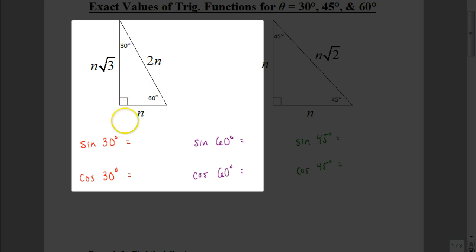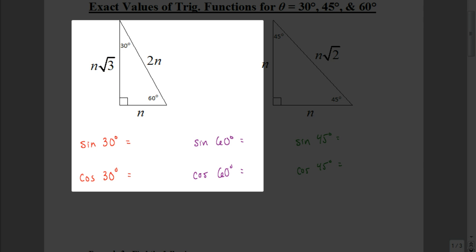Now the relationship between the sides is that the short leg is always going to be just a simple value of n. And the hypotenuse for a 30, 60, 90 triangle is always going to be twice that. So if I know that the short leg is 6 units, the hypotenuse is going to be twice that. It would be 12 units. And the relationship for the long leg is it's the value for n times the square root of 3. So if n is 6, the long leg would be 6 times the square root of 3.